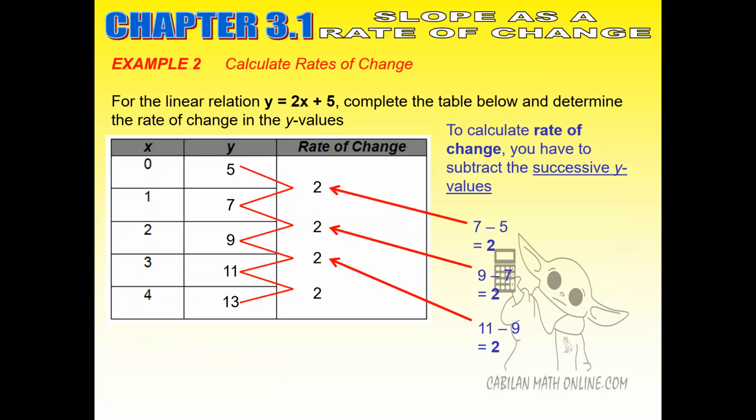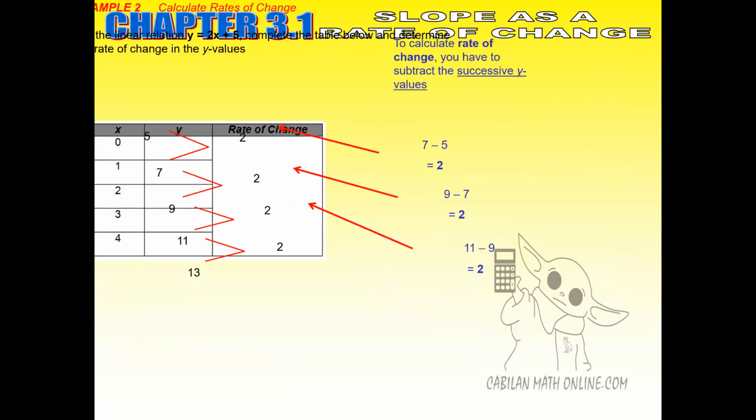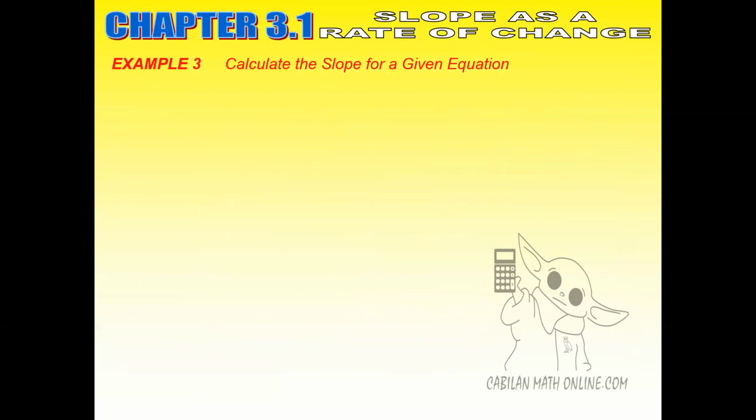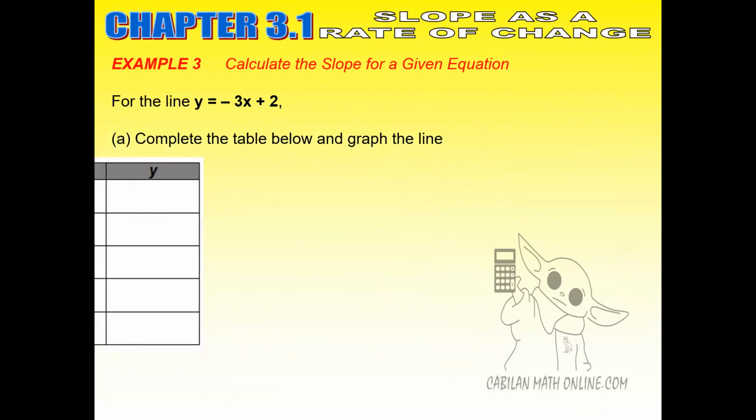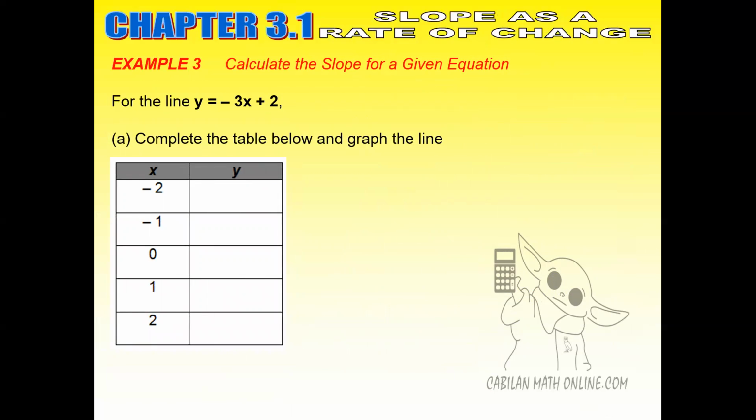All right, so that's using a table of values by constructing the table of values to calculate the rate of change. So the next thing we're going to do here is the same thing. This time, we're going to use the table of values, and then from there, use the table of values to graph the line. So that's our very first step.